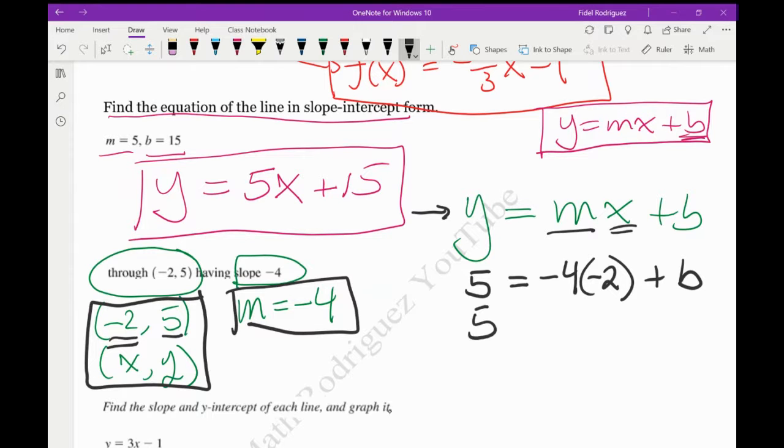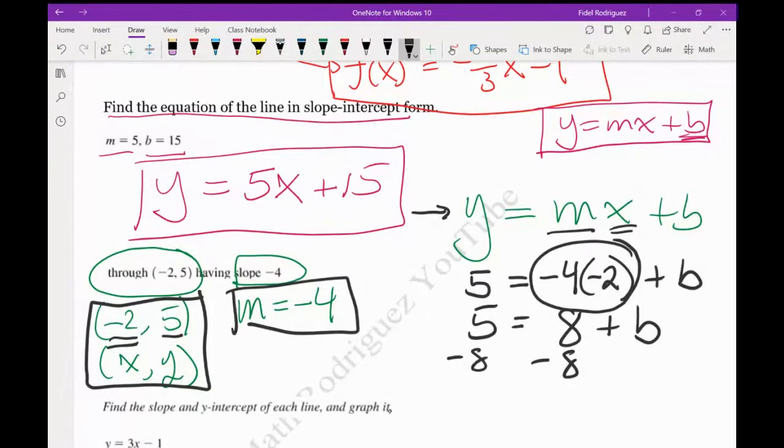So I bet you we can find it. So look, we're going to go like this. Let's multiply those two numbers together. A -4 times a -2 is a +8 plus b. And then I'm going to go -8 and -8. So here's my b. And 5 minus 8 is going to give me -3.